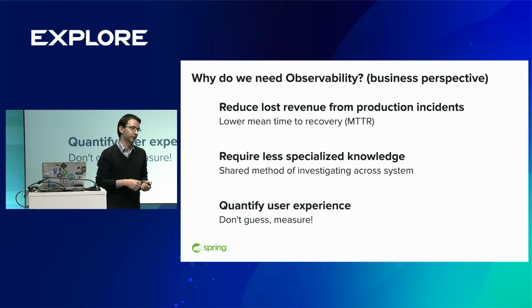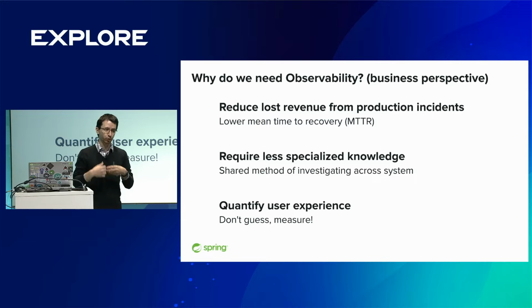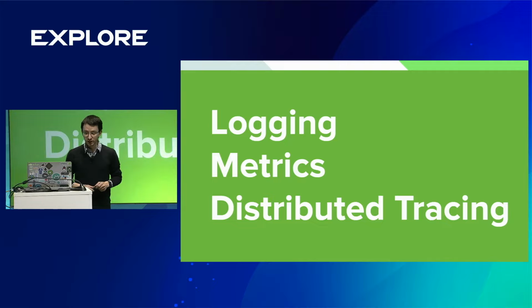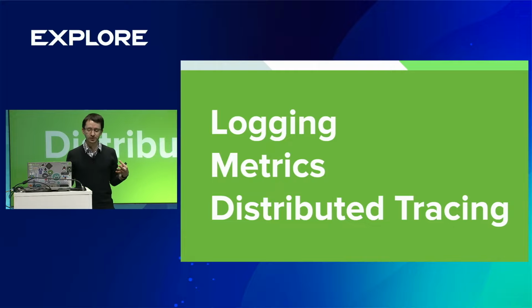And you can also quantify user experience, which means that you can measure how your users are experiencing your production environment right now. You don't need to guess about it. That's a great thing. So let's talk about logging, metrics, and distributed tracing. These are the three big signals of observability that most people are familiar with.